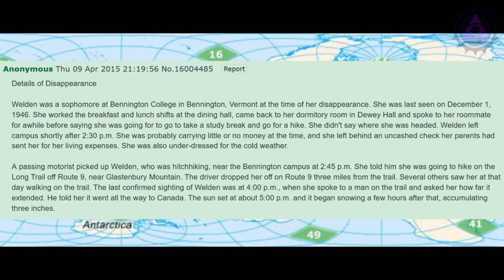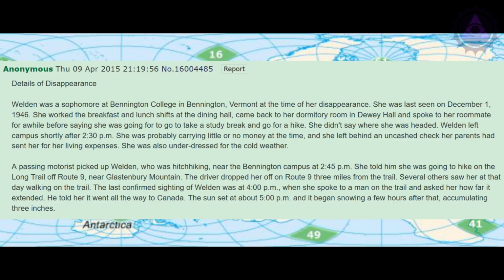Details of disappearance: Welden was a sophomore at Bennington College in Bennington, Vermont at the time of her disappearance. She was last seen on December 1, 1946. She worked the breakfast and lunch shifts at the dining hall, came back to her dormitory room in Dewey Hall and spoke to her roommate for a while before saying she was going to take a study break and go for a hike. She didn't say where she was headed.